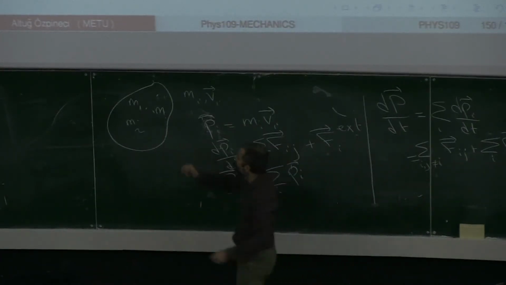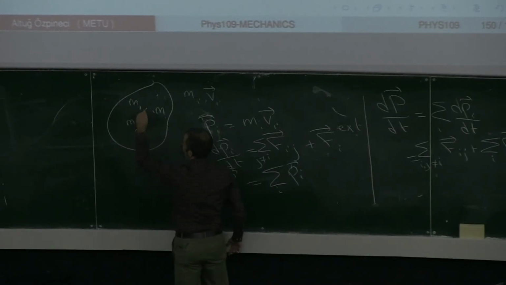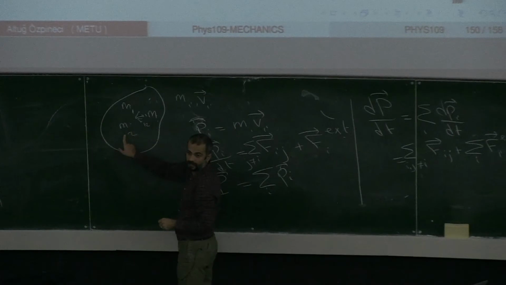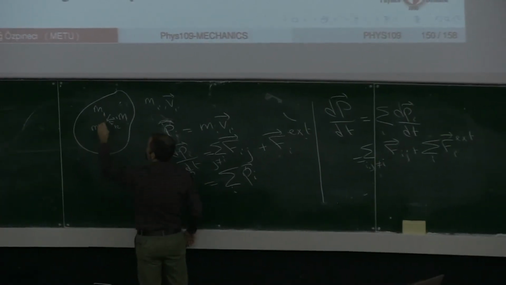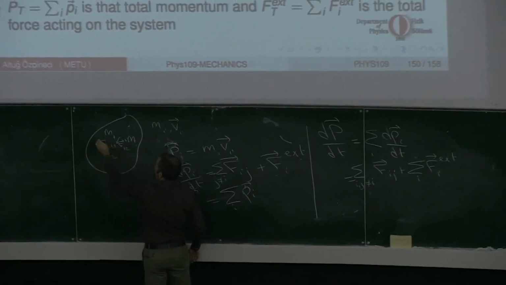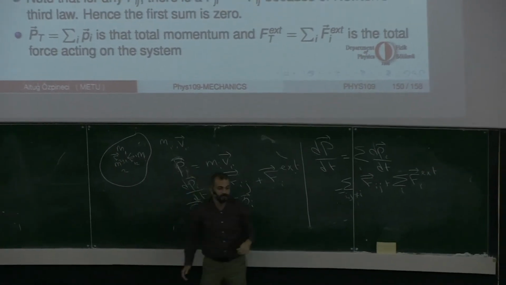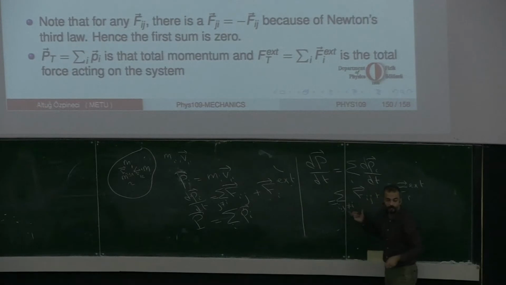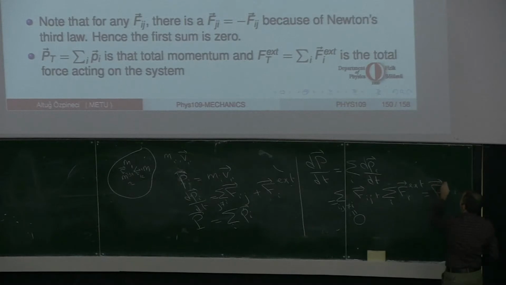So if I consider the force acting on the first mass due to the second mass, this is F12. Then I have the force acting on the second mass due to the first mass, F21. Since they are action-reaction pairs, the sum just gives me 0. So this term, a sum over all such pairs, is just 0. This is the external force acting on each one of the masses, but this is nothing but the total external force acting on my system.